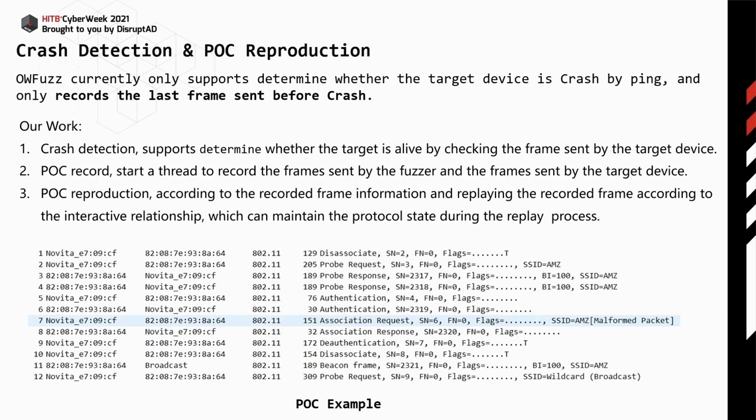Next, I will introduce the optimization of Wi-Fi-hunter in crash detection and POC recording and reproduction. After analysis, OWfuzzer currently only supports pinging the target machine to determine whether the target device is alive. And once a crash is found, the fuzzer will only save the last packet sent by it, and then the fuzzer will exit. The implementation of Wi-Fi-hunter is as follows.